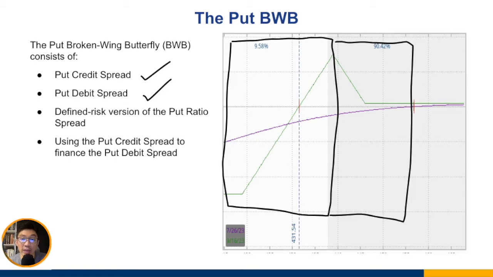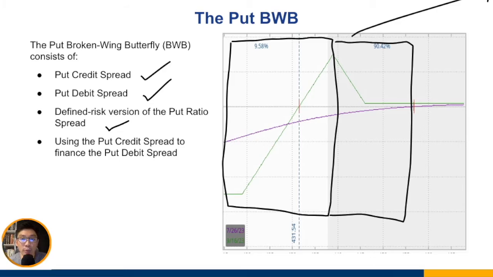So this way, there is no risk to the upside. The way we are going to construct this put broken wing butterfly is that there is going to be zero risk to the upside and even some small profits, right? So if the markets really shoot to the moon, at least we are still going to get some sort of profit. So there's only risk to one side, which is on the downside, okay? If you think about it, it is the defined risk version of the put ratio spread.